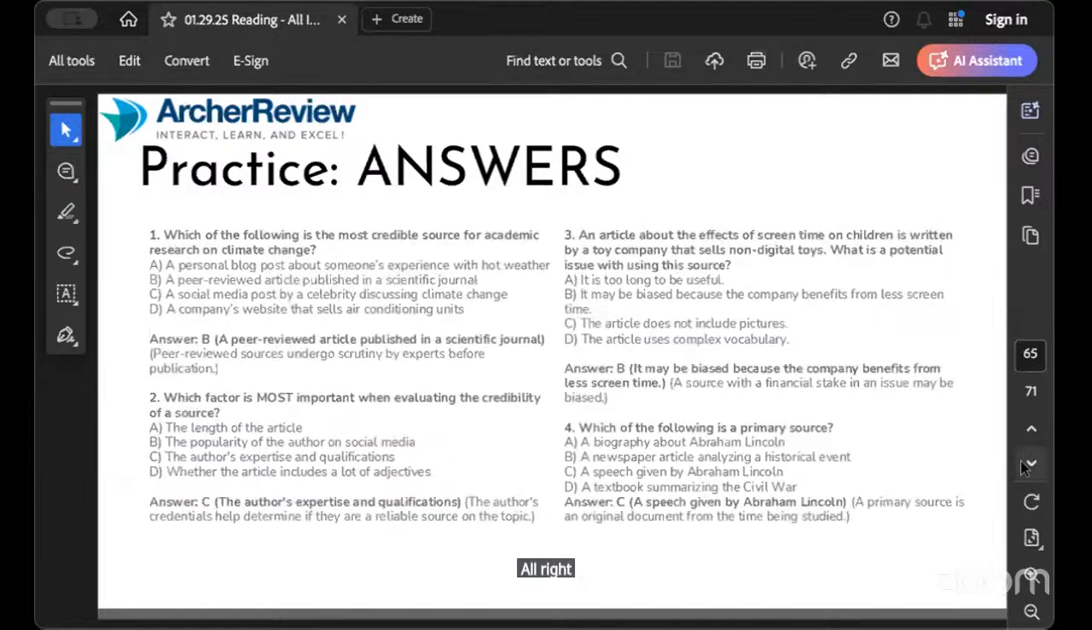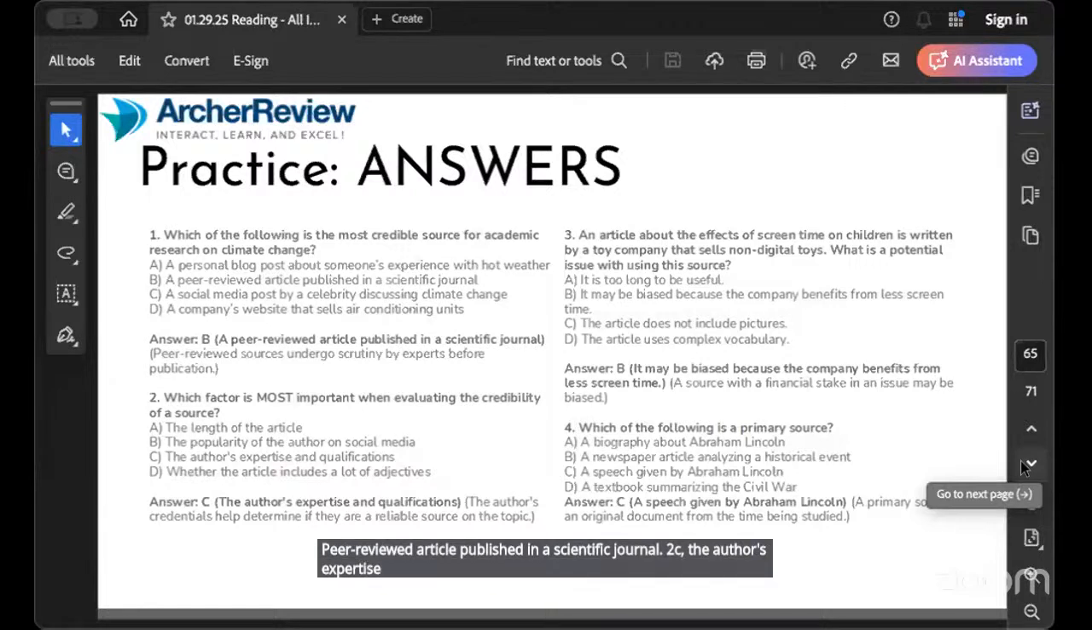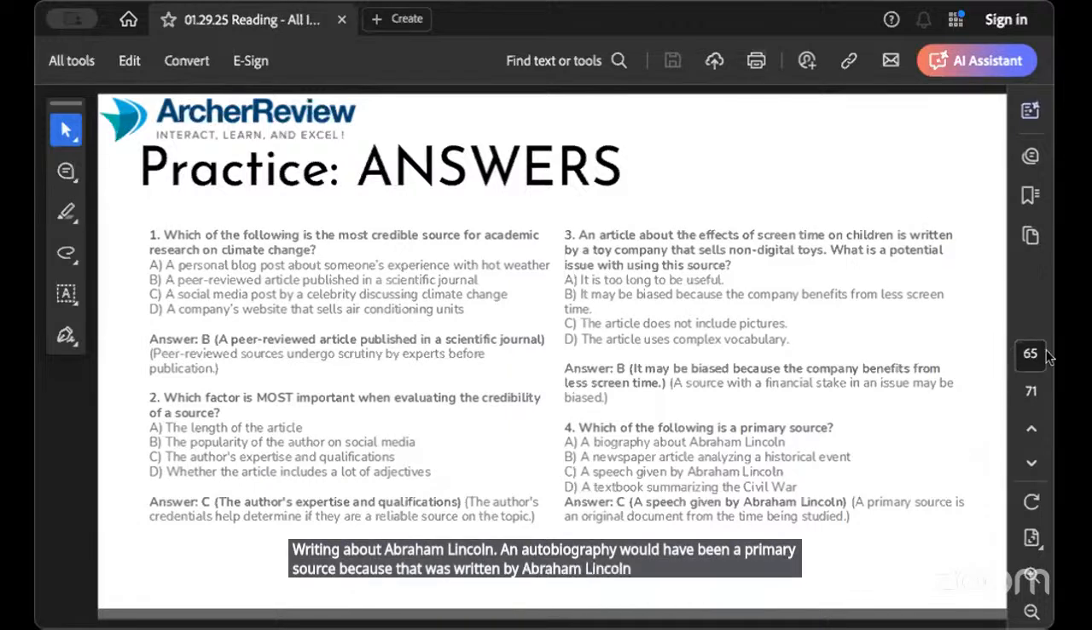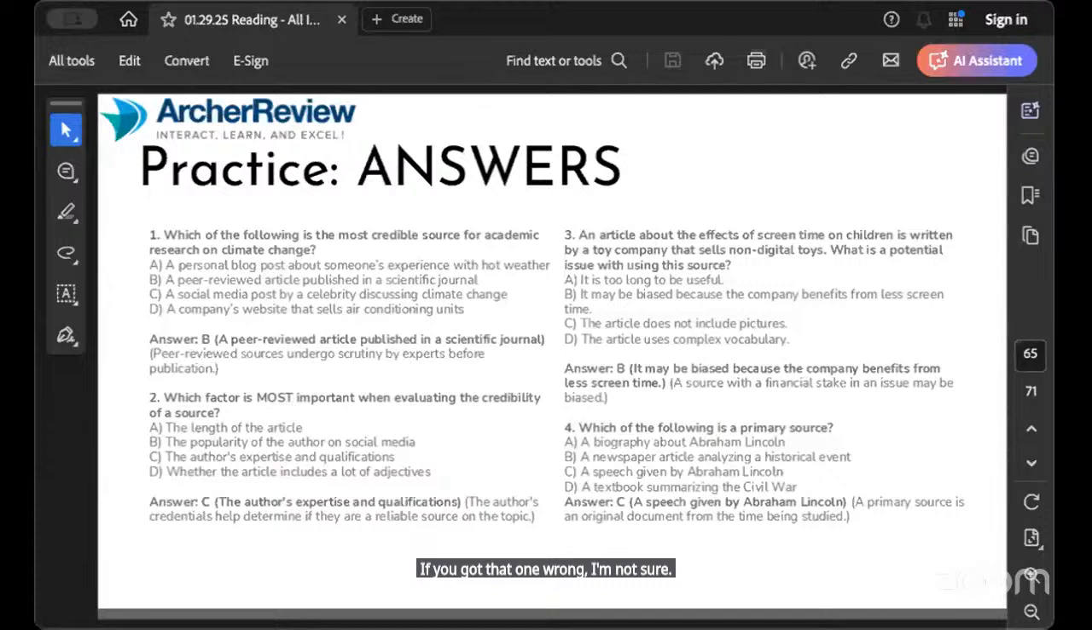All right, let's take a look at these. So for number 1, B, peer review article published in a scientific journal. 2, C, the author's expertise. 3, B, and 4 would be C, a speech given by Abraham Lincoln. So remember, a biography is not a first-hand account. That is someone else writing about Abraham Lincoln. An autobiography would have been a primary source because that was written by Abraham Lincoln. So that's the difference there. If you got that one wrong, I'm not sure. Any questions about any of those?